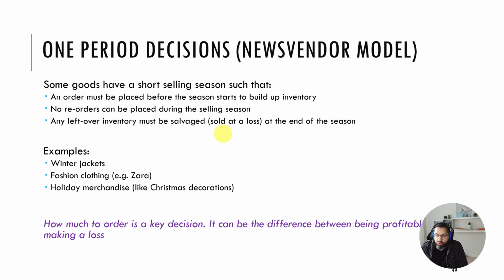It's something called a one-shot or one-period decision or a newsvendor model, because newspapers have this problem. Nobody wants to buy old newspapers because that's yesterday's news. And so the newspapers that you print for a day, you sell them in that day, and at the end of the day, you just trash them or do whatever you can with them because the next day they're not going to be useful.